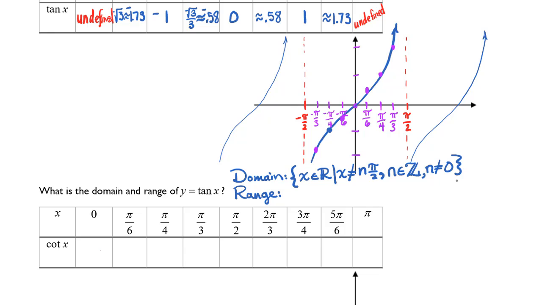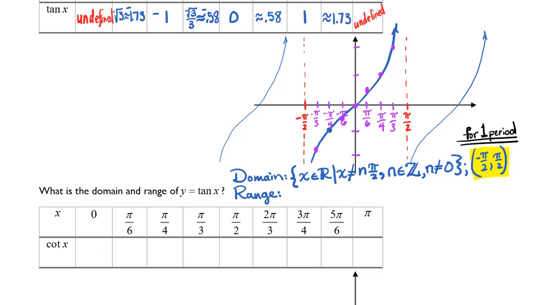Another way you can say this is your domain for one period exists from negative pi over 2 to pi over 2, not including either side because those are vertical asymptotes. Now remember, if you use the second option here, you have to also say for one period of tangent about the origin, because otherwise it just looks like you don't know that it repeats. You could also say this is the period about the origin where it repeats every pi over 2 for a period of pi.